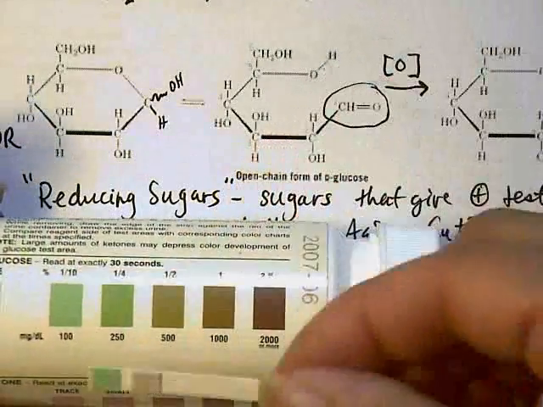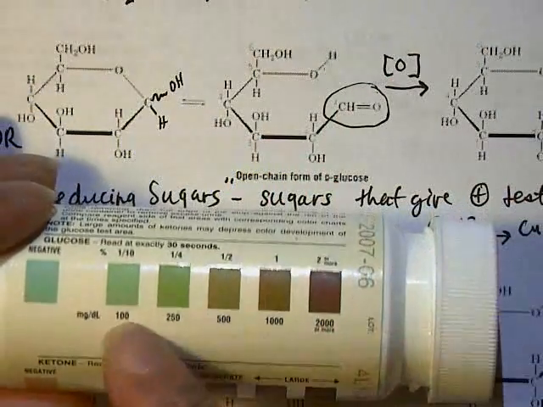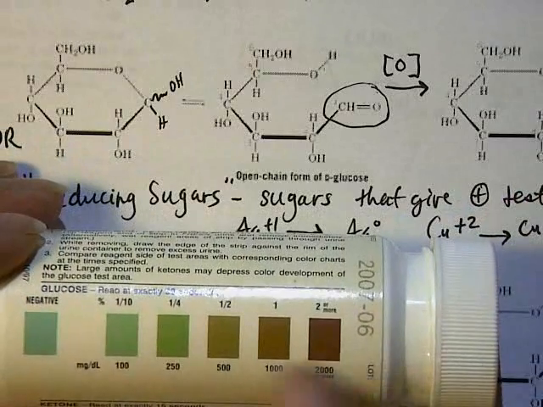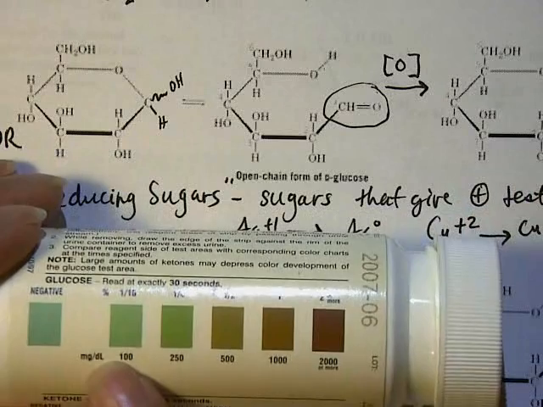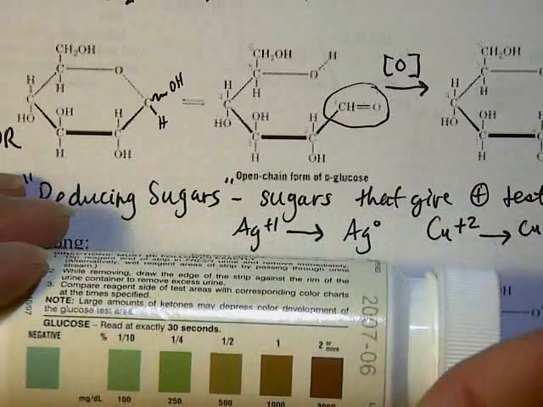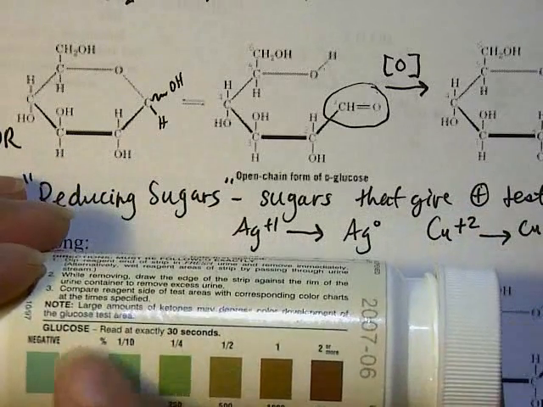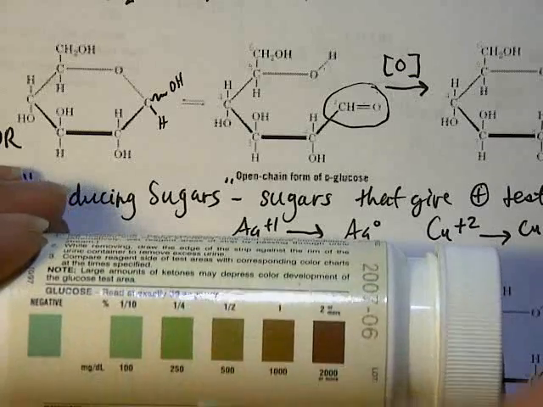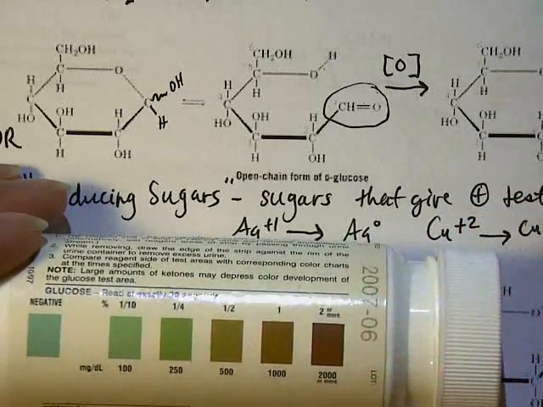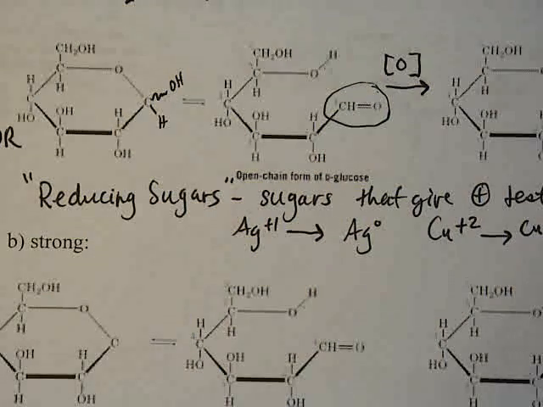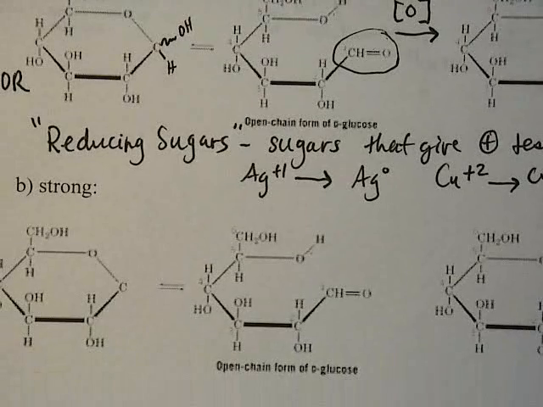So what you do is you basically look at the color difference to see approximately how much glucose, in milligram per deciliter concentration, you have in your urine. And it says in there to read exactly at 30 seconds, so that's how quick the reaction is, and then you compare the color. All right. So this test is actually used in the clinical setting as well as in the chemistry lab.